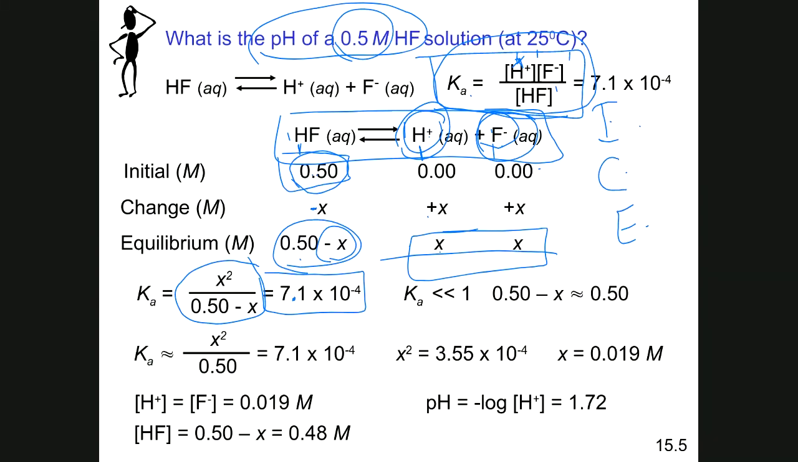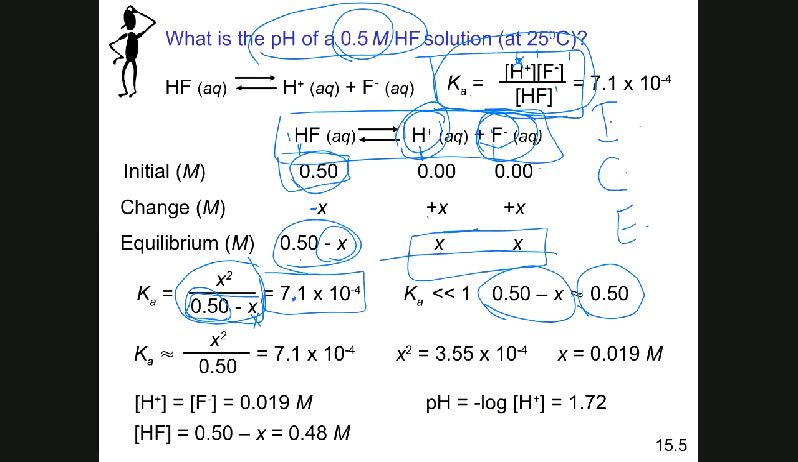Often, you can simplify this. If the value for X is going to be very small compared to the given concentration of the acid, it's not significant, and you can approximate 0.5 minus X to be 0.5.